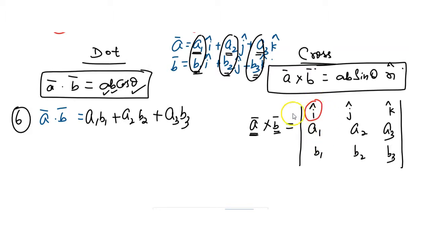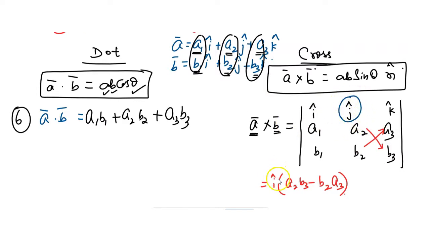To find the result, we will start from i cap. So i cap is present in the first row and first column. So we will take the other elements which are not lying in the first row and first column. So it will be a2 into b3 and minus a3 into b2. So that will be i cap into (a2 b3 minus b2 a3). Now exactly the same thing we are going to do for j cap and k cap.